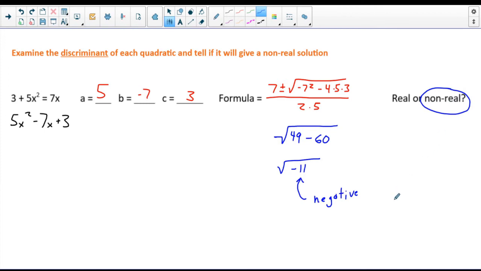So this is a good shortcut. Again, you can just look at the discriminant. You can skip the rest of the quadratic and just take a look at that.